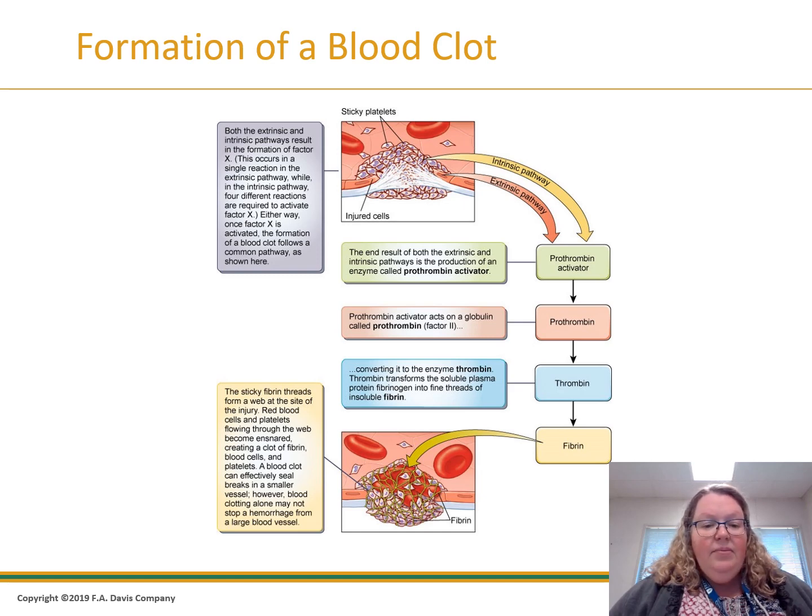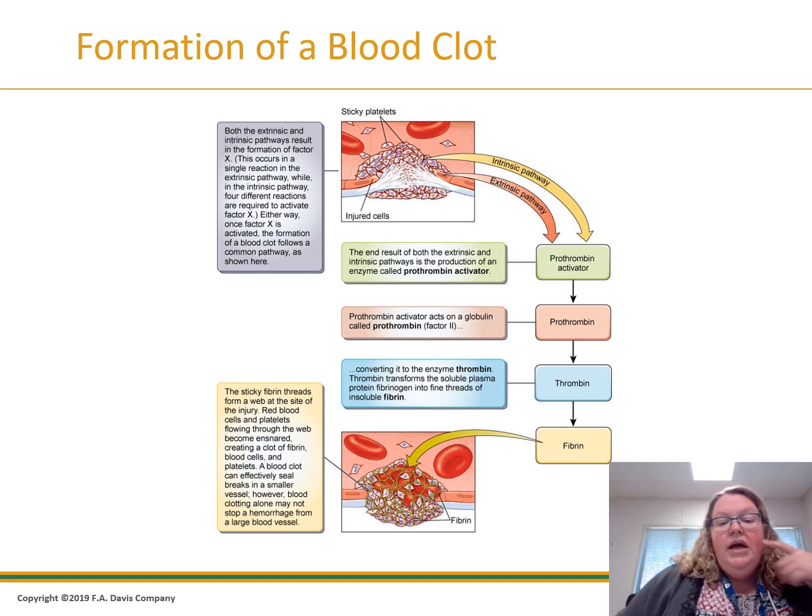So the sticky fibrin threads form a web at the site of the injury, and then red blood cells and platelets flowing through the web become ensnared, creating a clot of fibrin. Blood cells and platelets, a blood clot can effectively seal breaks in the smaller vessels. However, blood clotting alone may not stop a hemorrhage from a large blood vessel.